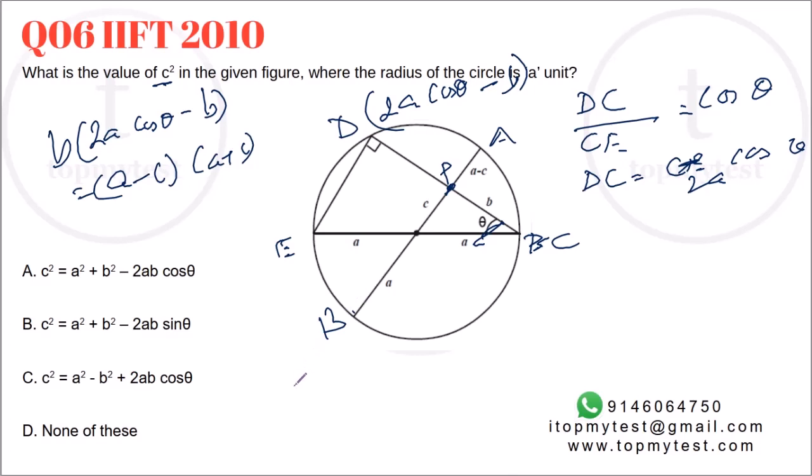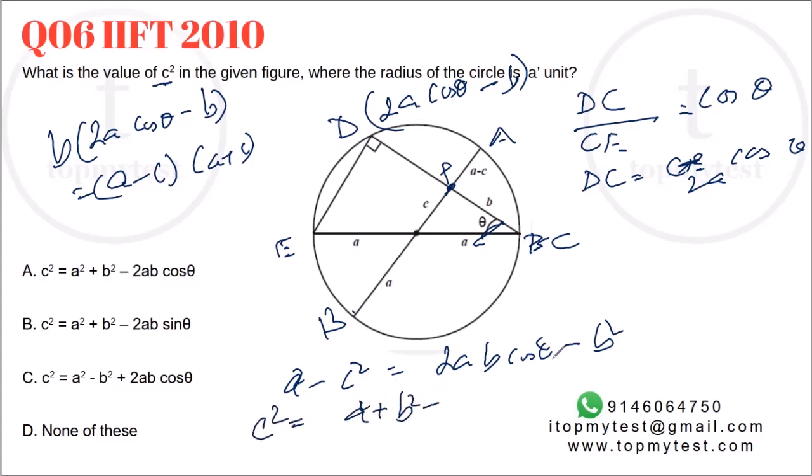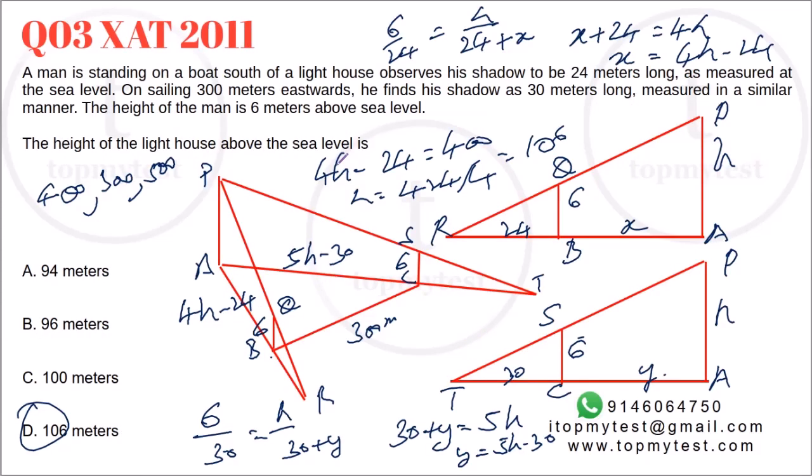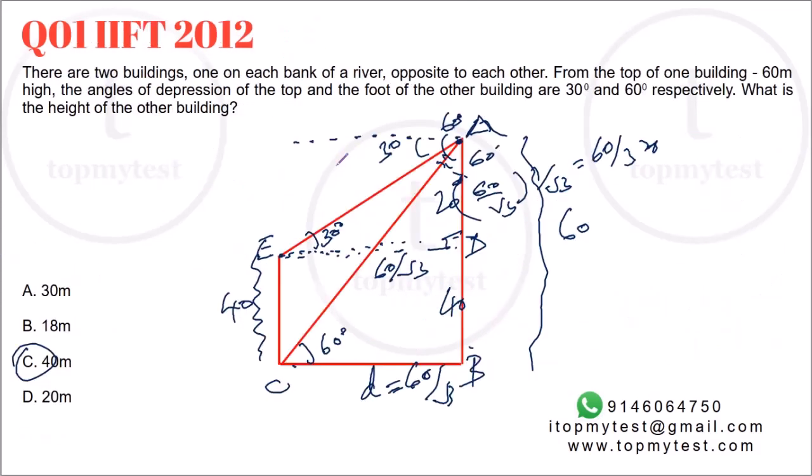Rewrite this, you'll get a square minus c square should be equal to 2ab cos theta minus b square. Bring b here, bring c here, you'll get c square will be equal to a square plus b square minus 2ab cos theta, option A. So this is the only one where we actually need to use some trigonometric functions. Other than that, pretty straightforward. As you can see, trigonometry is not very difficult. You just need to use basic concepts of similar triangles, right angle triangles, special triangles. Be a little patient, visualize the scenario. Questions usually solve themselves within 2 minutes.